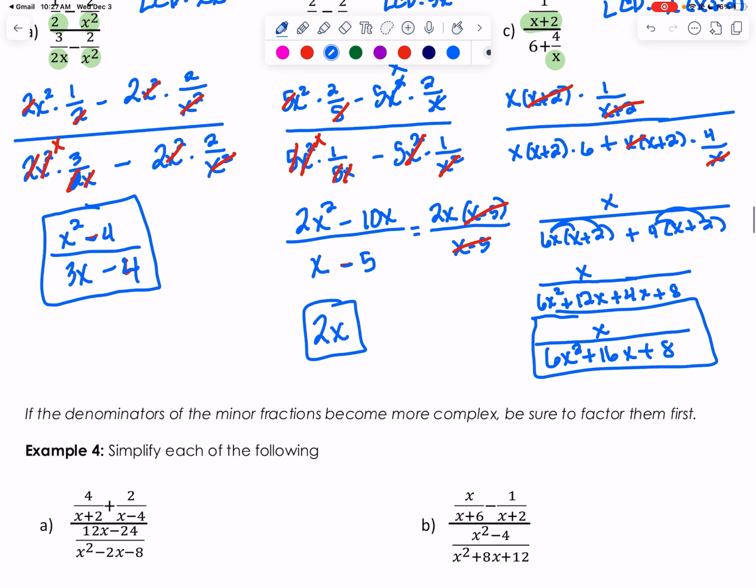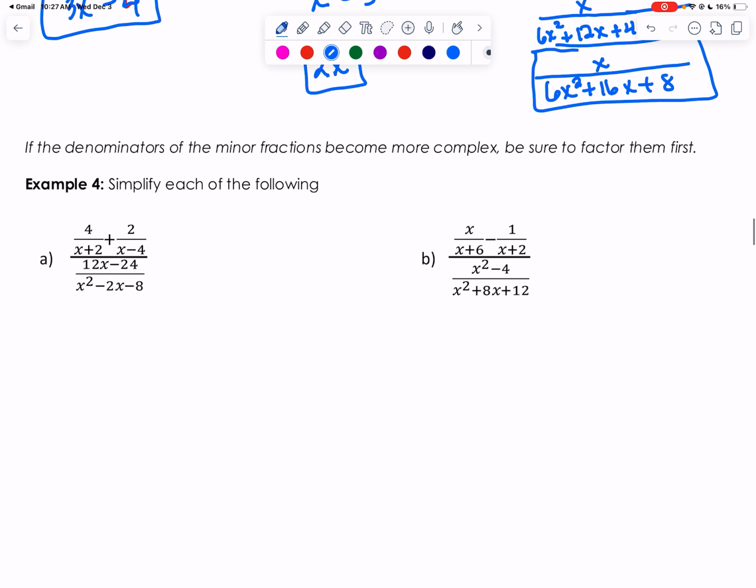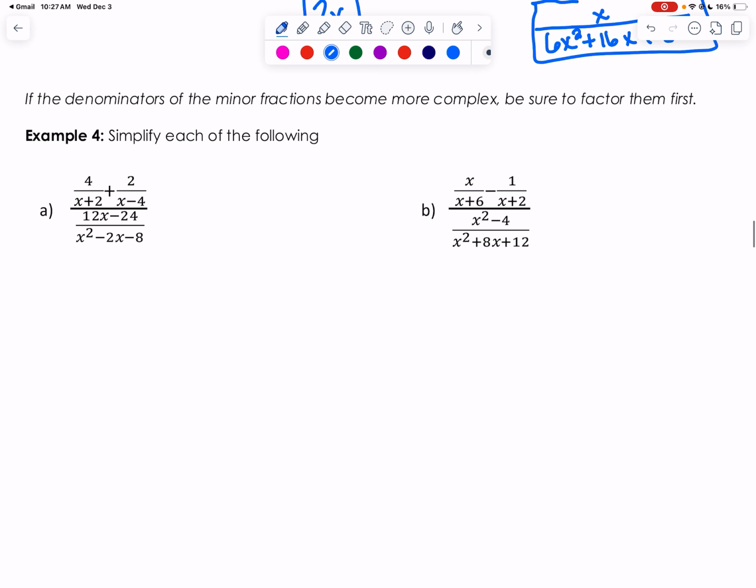All right, in the last examples, if the denominators of the minor fractions become more complex, be sure to factor them first to figure out what the LCD is. So for example, here we have x plus 2, x minus 4, and on the bottom we have a denominator of x squared minus 2x minus 8. It's very hard to figure out what the LCD is unless you factor this expression first. So for x squared, I'll use x and x. For the 8, I'm going to use 2 times 4. I will make the 4 negative and the 2 positive. All right, so now I can clearly see that my LCD is (x + 2)(x - 4).